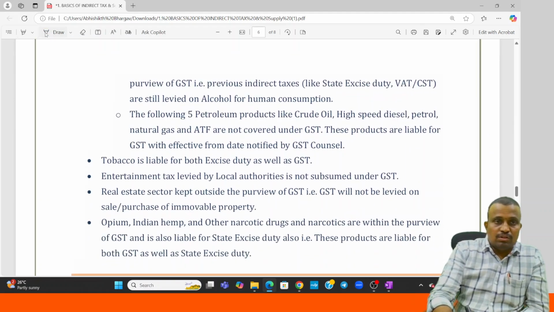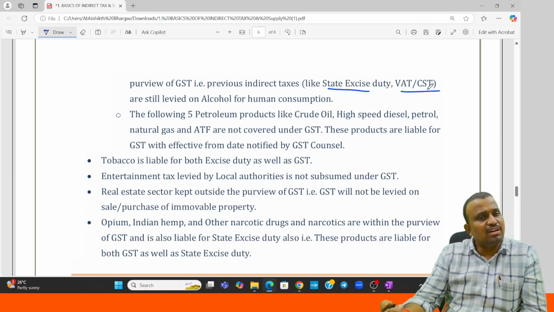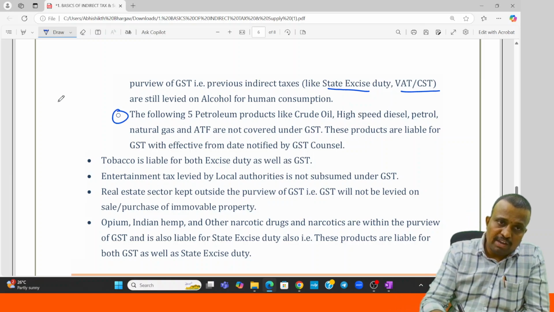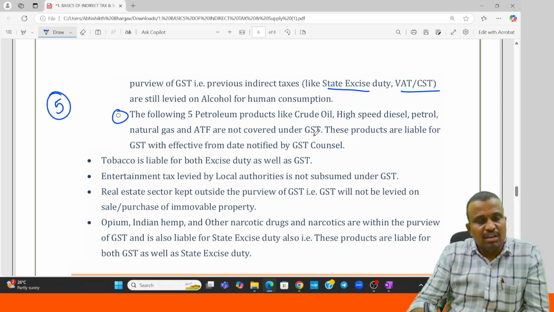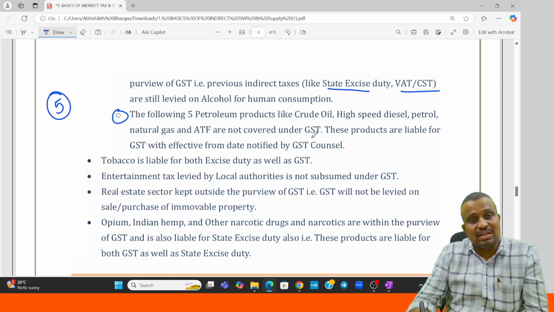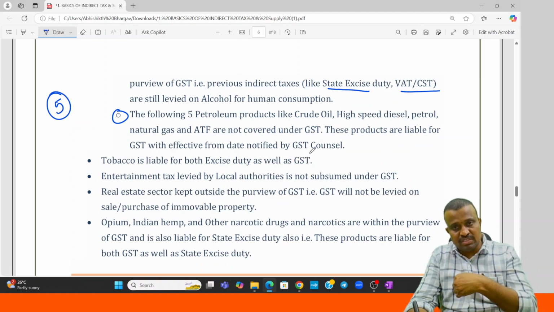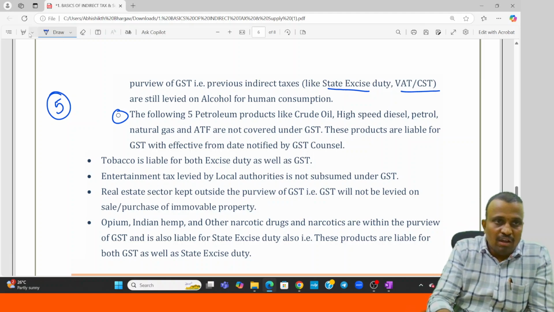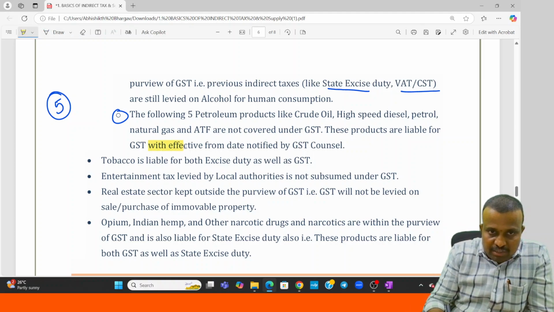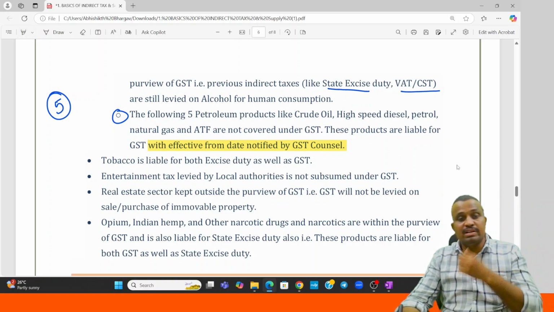Okay. So, on alcohol, which taxes are levied as of now: state excise duty, VAT or CST are still imposed on the respective product. Along with that, five products relating to petrol, diesel, motor spirit, natural gas, and ATF are not covered under the purview of GST. Actually, the provision says these products are liable for GST with effect from the date notified by the GST Council. But till now, no date has been notified by the Council.